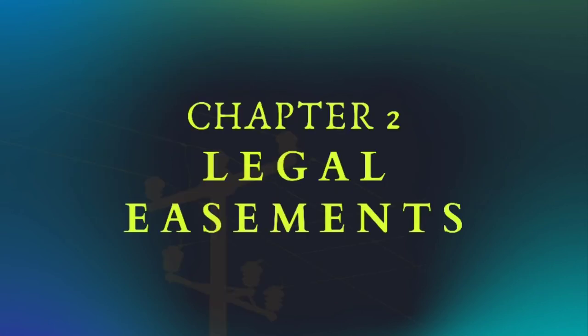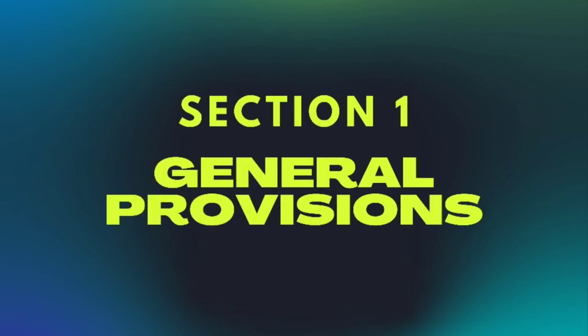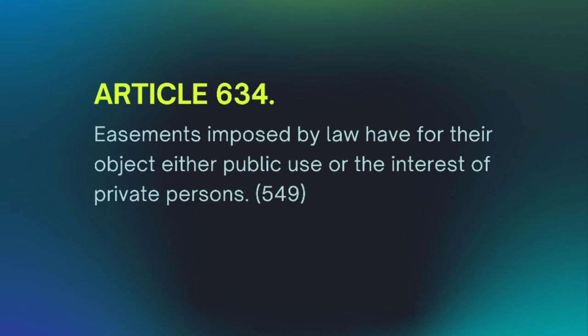Chapter 2. Legal easements. Section 1. General provisions. Article 634. Easements imposed by law have for their object either public use, or the interest of private persons.